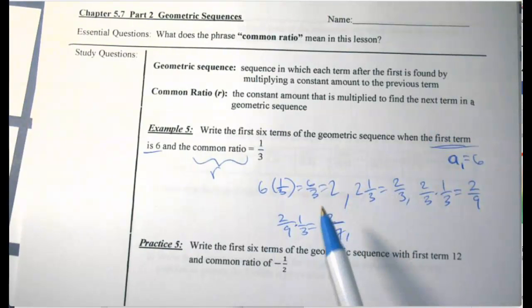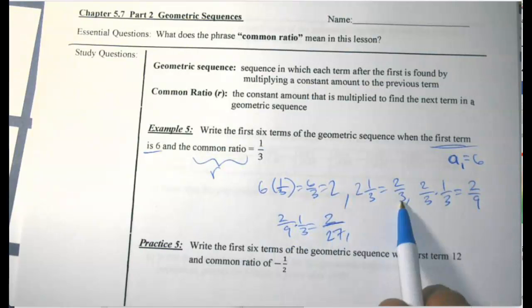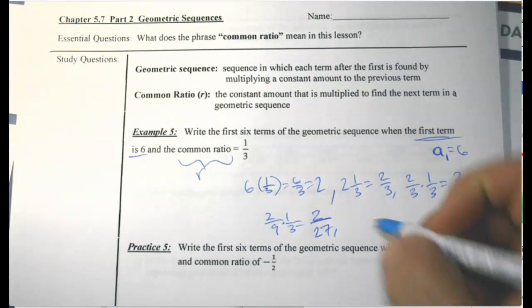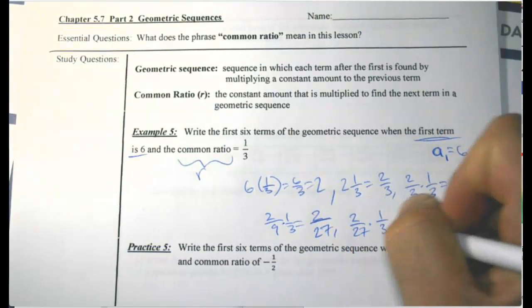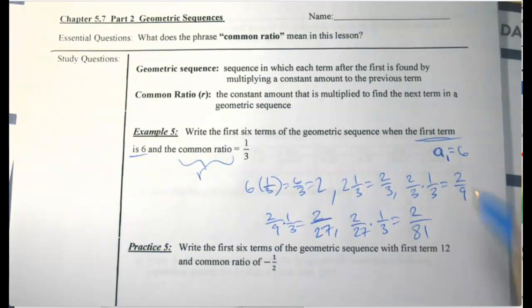And see, I have the first term was 6, second term was 2. Let's see, 1, 2, 3, 4, 5. I need one more. I need the first 6 terms. So multiply 2/27 by, again, a third. And 2 times 1 is 2. 27 times 3 is 81.